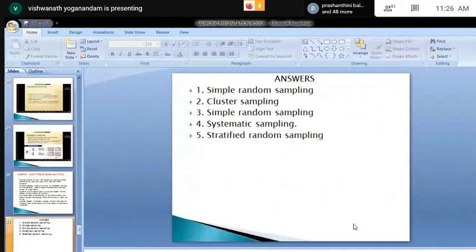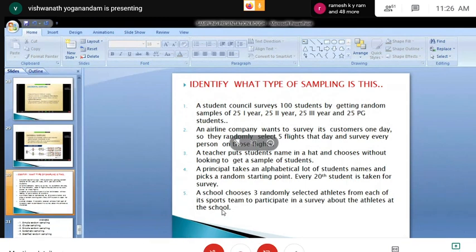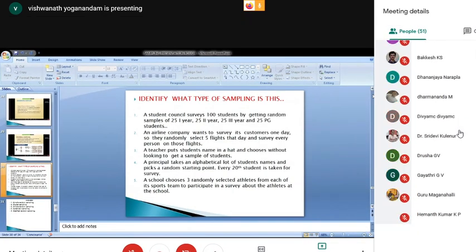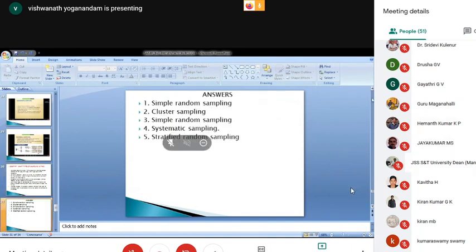The first one is simple random sampling. Okay. A council surveys 100 students by getting random samples of 25 first year, 25 second year, 25 third year, and 25 PG. This is simple random. And the second one, as we have seen, is cluster sampling.